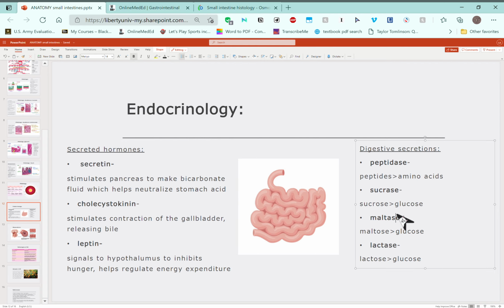Regarding digestive secretions, we have peptidase, which breaks down peptides further into amino acids. Sucrase will break down sucrose into its smaller monomers, glucose and fructose. Maltase will break down maltose into glucose, and lactase will break down lactose into glucose.